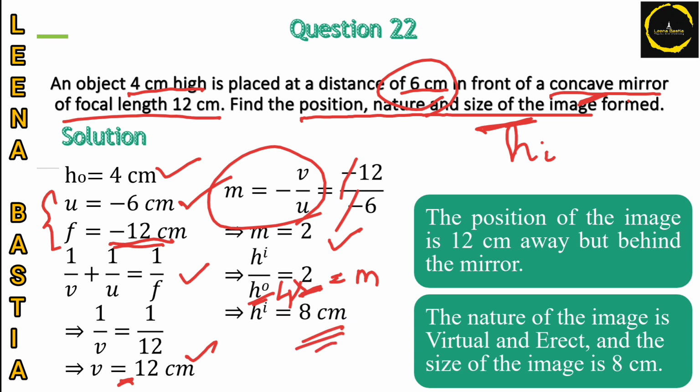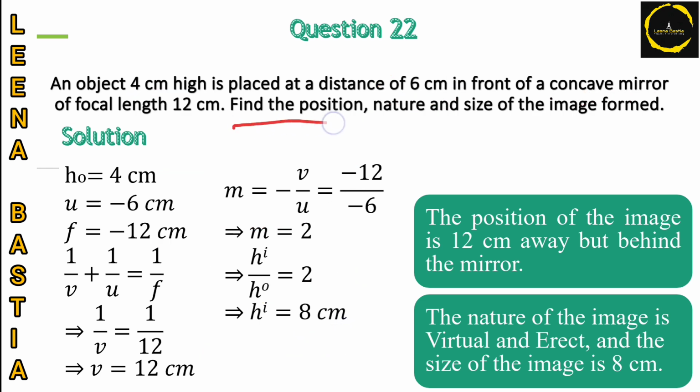Now let us answer this particular question what has been asked. In the green boxes it has been mentioned position. First of all, the position of the image is 12 centimeter away but behind the mirror. You know it is behind the mirror as it is a virtual image case. Now the nature of the image is virtual and erect and the size of the image is 8 centimeter. I hope this is clear to you all.